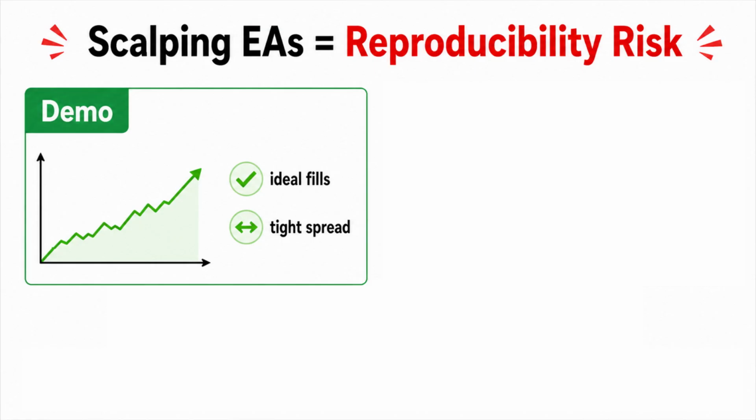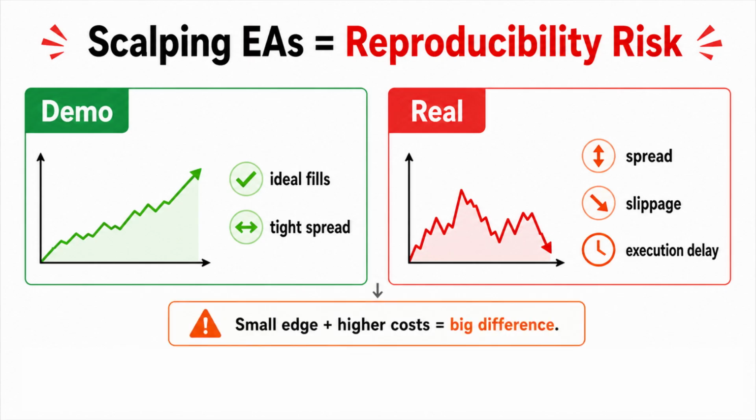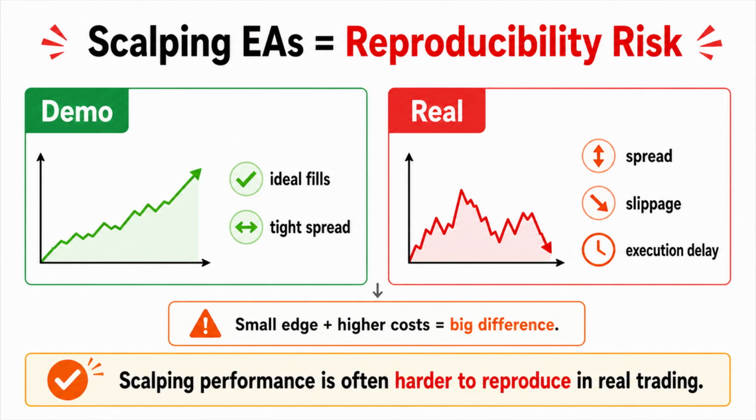On a demo account, the EA may benefit from ideal execution, tight spreads, and very little slippage. Under those conditions, the results can look good. But a real account is different. Spreads can widen, slippage can occur, execution can be delayed. These small differences can create a big difference for scalping EAs. The smaller the profit target, the more sensitive the EA becomes to trading costs and execution quality. So you should not assume that if an EA works on demo, it will also work on a real account.